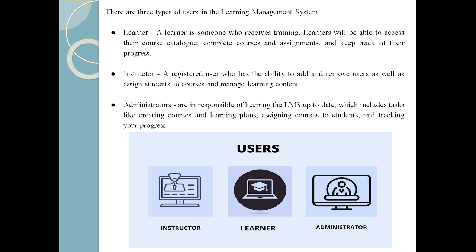There are three types of users in the learning management system: learner, instructor, and administrator. The learner is the one who will receive learning. The instructor has the ability to remove and add users, assign students to courses, and manage learning content. Administrators are responsible for keeping the LMS up to date, which includes creating courses and learning plans.